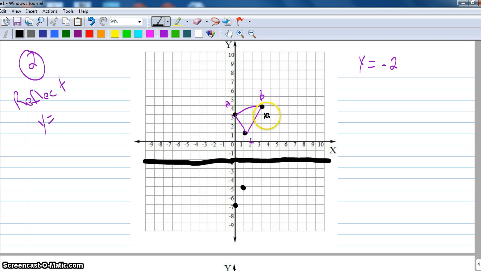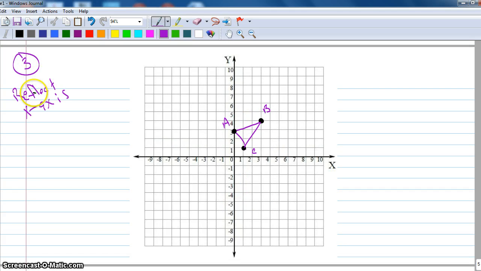And B. 1, 2, 3, 4, 5, 6. So go 6 more. 1, 2, 3, 4, 5, 6. There you go. We'll label and take a look. So that's what it looks like when we connect the points and put A prime, B prime, C prime. So we'll go on to the next one.